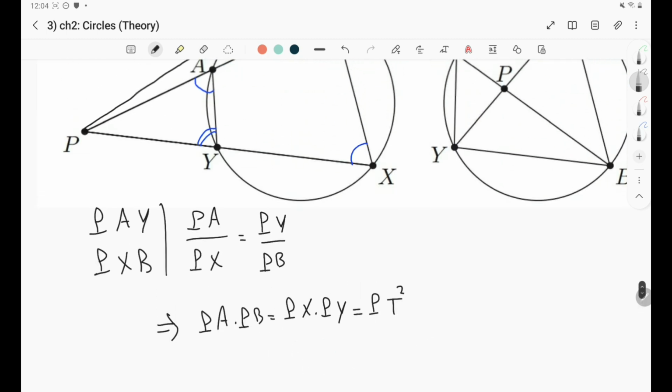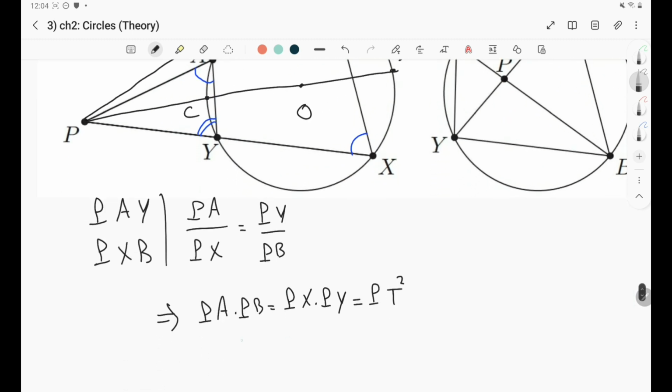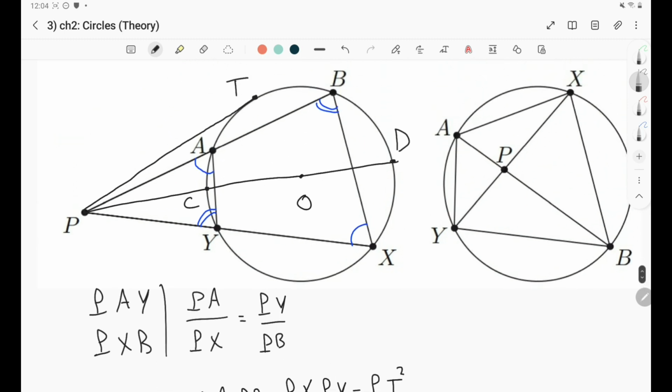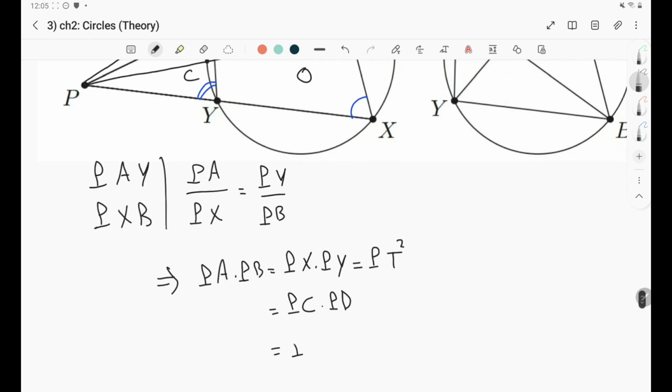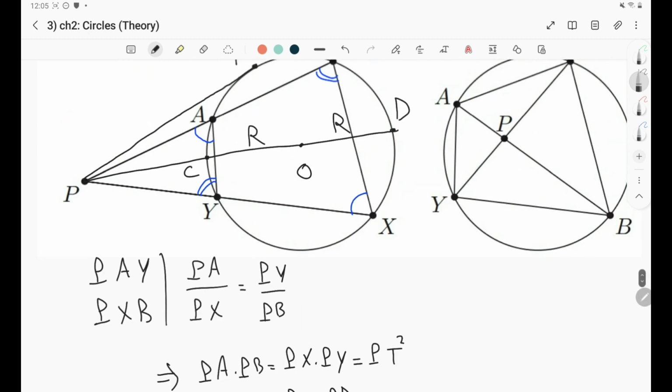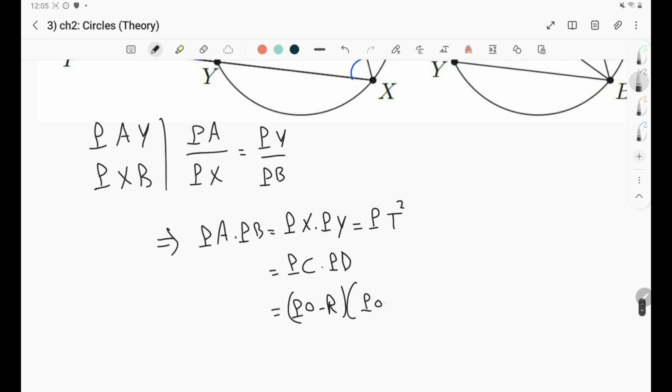All right. Another special location is to pick the line through the center. So if this was O, let's call these C and D, then we know that this thing here is equal also to PC times PD. But guess what? Since this is a diameter, this thing here is R, and this thing here is R. So what we can do is say PC is what? It's PO minus R, right? So we can write here PO minus R. And what's PD? PD, all of it, is PO plus R. So we can write this as PO plus R.